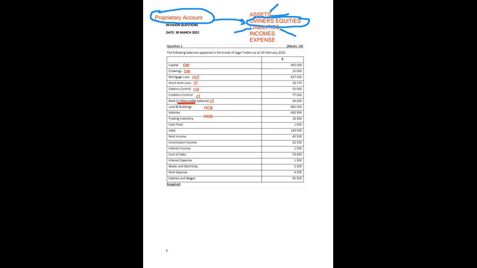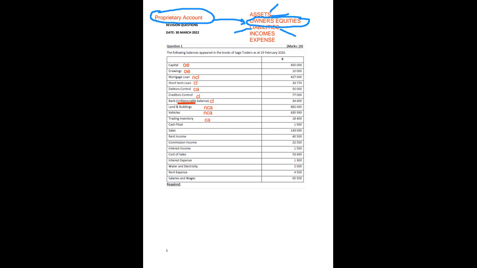What about the inventory? Sir, is it the same as trading stock? Yes, same as trading stock. So it's a current asset. Perfect.